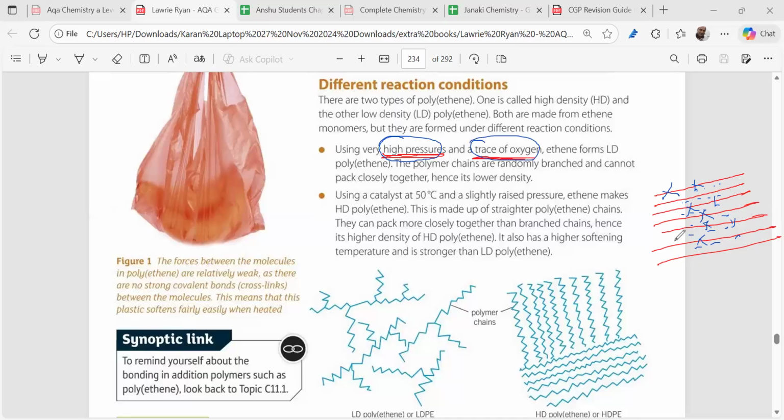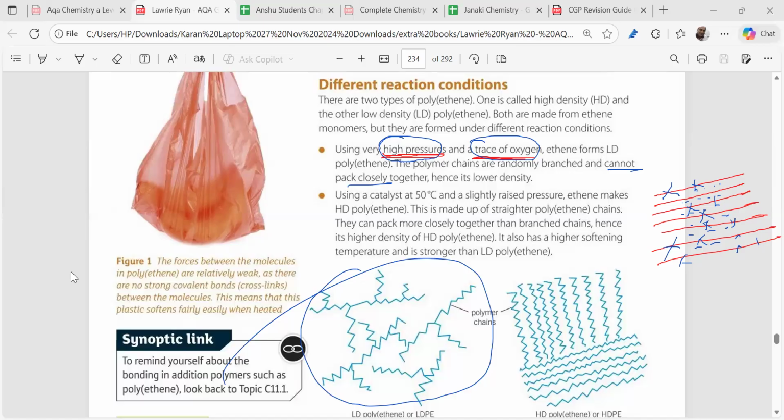We have to randomly break the chains so that they cannot come closer. Is it clear? So they cannot pack closely. This is marked E to the power infinity, this entire chapter. Do this from this book. My suggestion: do this from the book. What happens? They don't pack closely, and we get a low density polymer.